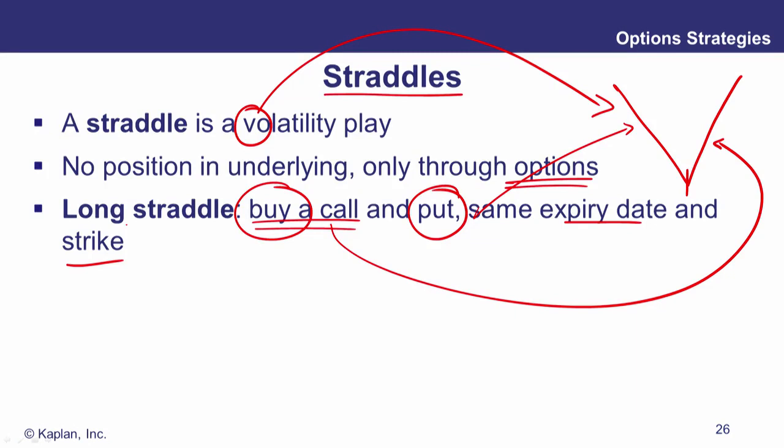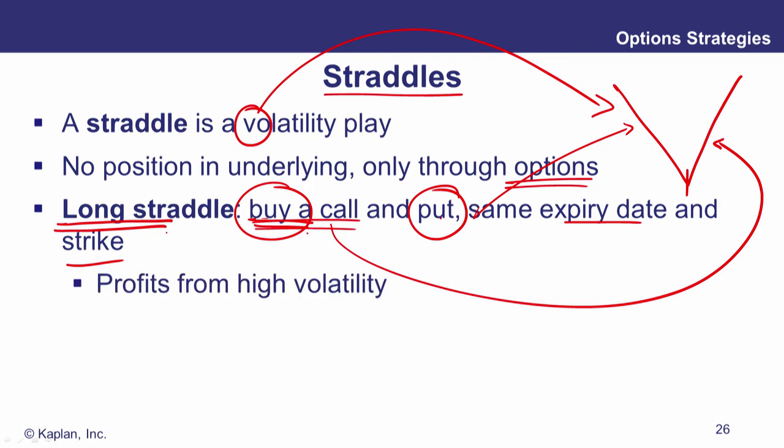Now both of these options, we're long both of these options. When you buy both of these options and take a long position in both of them, that's called a long straddle. Profits from high volatility. The idea is if the underlying shoots off to the right, the call pays out. If the underlying shoots off to the left, the put pays out.